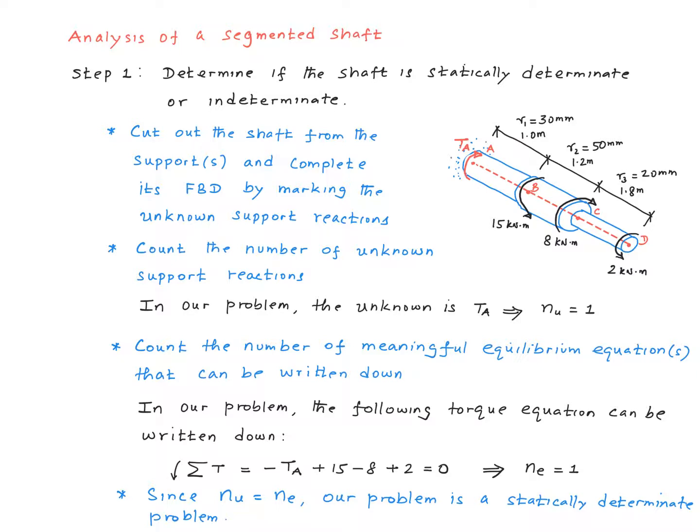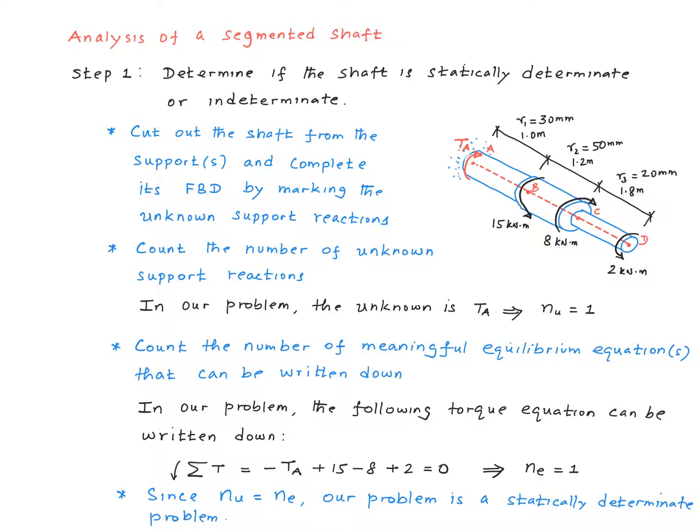Well, first we cut the shaft out of the support or supports and complete the free body diagram for it by marking the unknown support reactions on it. So in our case, we only have one support at point A. So this is the torque at that support, TA. Then we count the number of unknown support reactions, and obviously in our case, Nu, the number of unknowns, is 1.